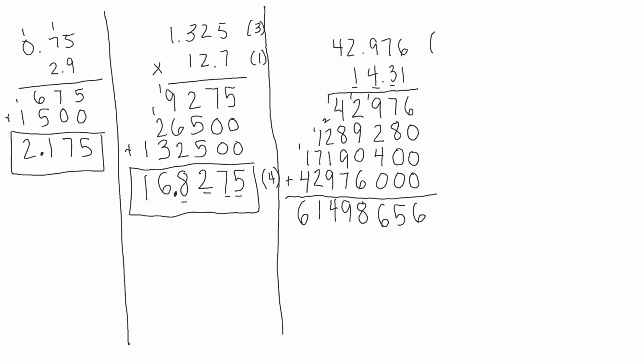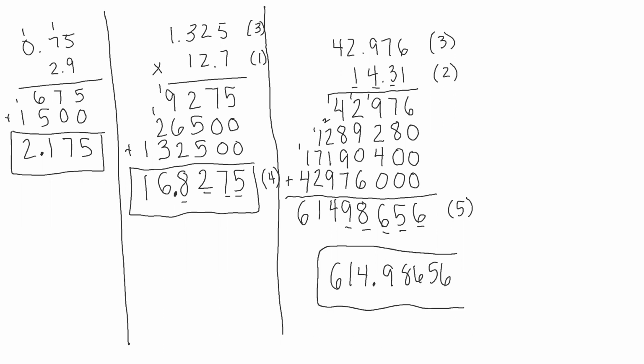So let's see how many decimal places we need. In my first factor, I had 3 decimal places. My second factor, I had 2 decimal places. 3 plus 2 is 5. That means I need 5 decimal places in my final product. So 1, 2, 3, 4, 5. That tells me my final answer, I'm going to go ahead and rewrite it because I'm kind of out of room, is 614.98656. And there you have it.